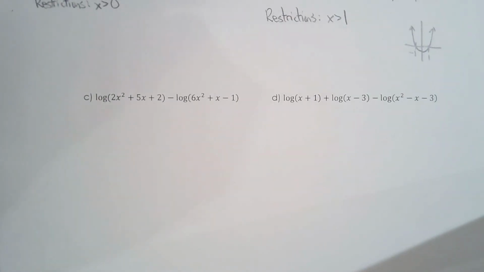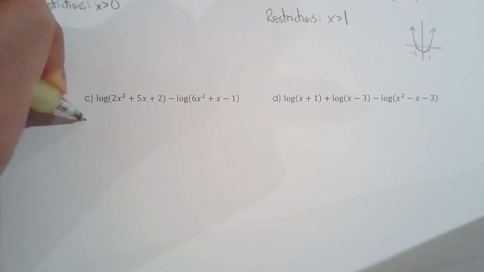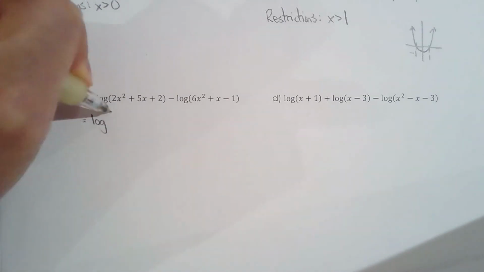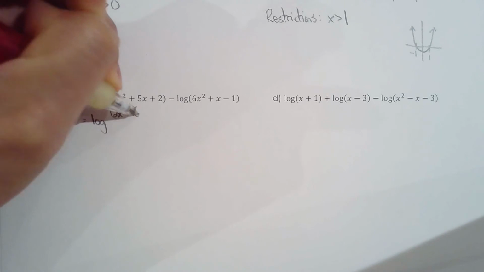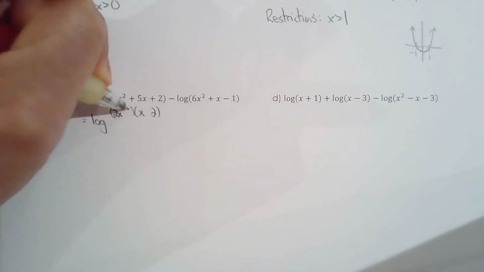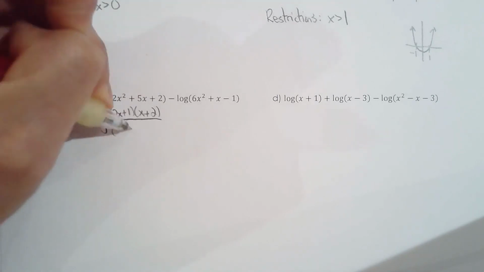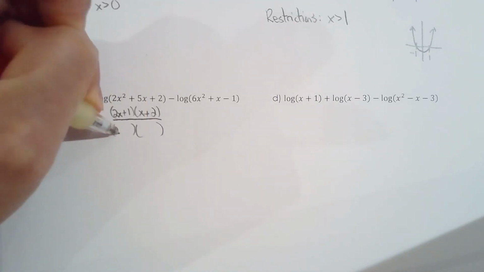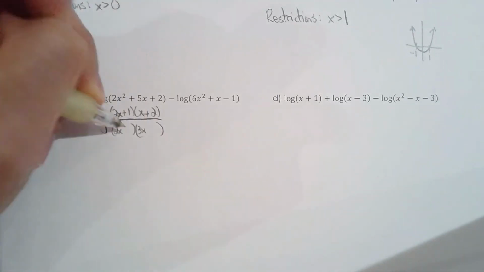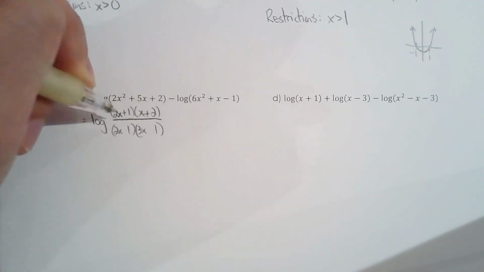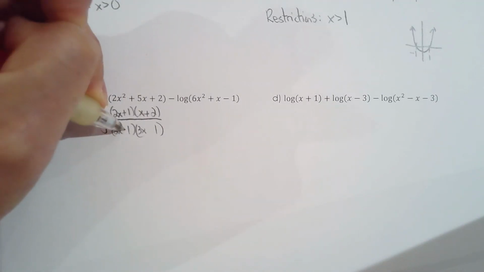Okay, so let's go with this one. Hopefully your factoring is not that bad. So 2, 1, plus, plus. And this one is 2x, 3x. You need a 1, 1. You want plus 3, minus 2.